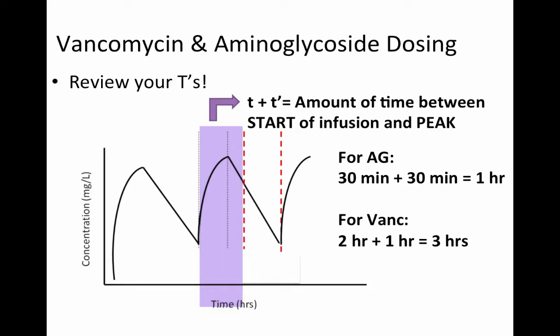So for example, if we started an infusion of aminoglycosides at 10 o'clock, it would be finished infusing by 10:30, and you'd be ready to draw the peak at 11 o'clock. For vancomycin, again, it depends on how long the infusion may vary. The infusion time may vary, so either 1 hour or 2 hours. Here I've used the example of 2 hours for the infusion time, plus 1 hour to distribute, equals a total of 3 hours. So if you were to start vancomycin at 10 a.m., then it would be finished infusing by 12, and you would be able to check the peak at 1 p.m.